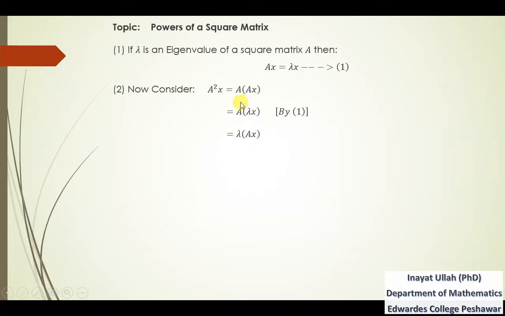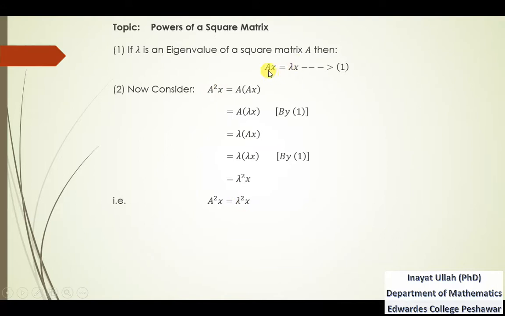taking lambda outside this matrix A, because lambda is a constant number, we are left with Ax, but by equation 1 Ax is actually lambda x. So replacing Ax by lambda x, that is by equation 1. Lambda into lambda is lambda square, so lambda square x. It means that A square x is equal to lambda square x.